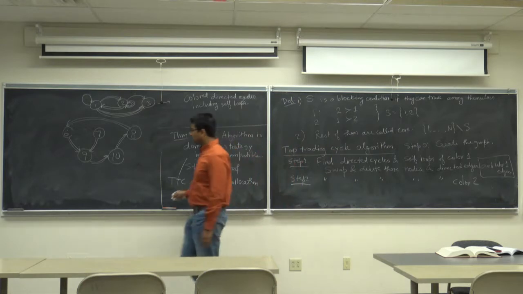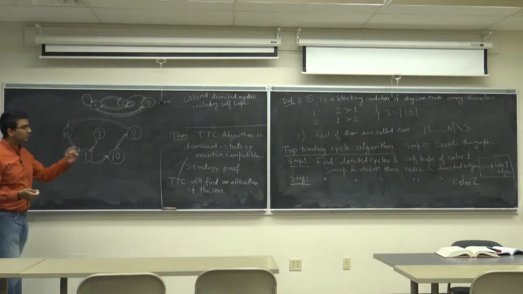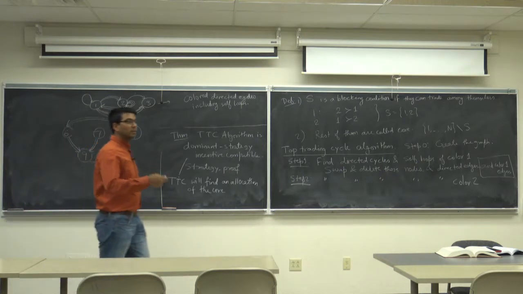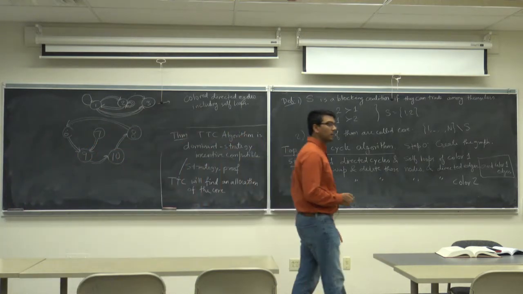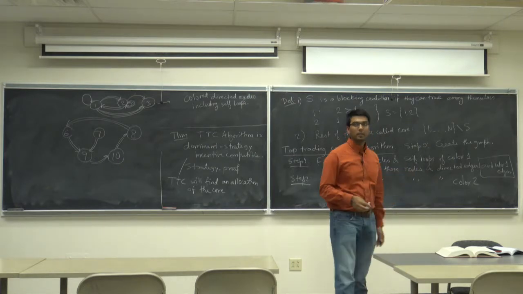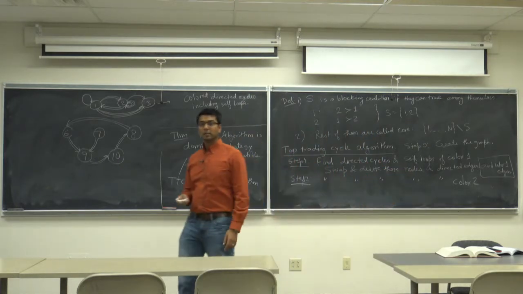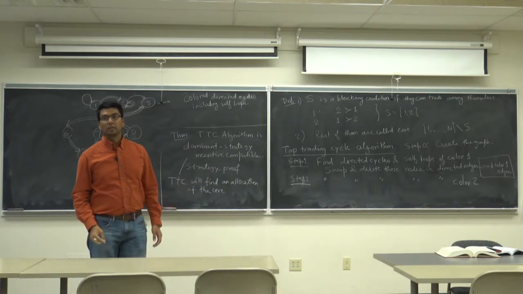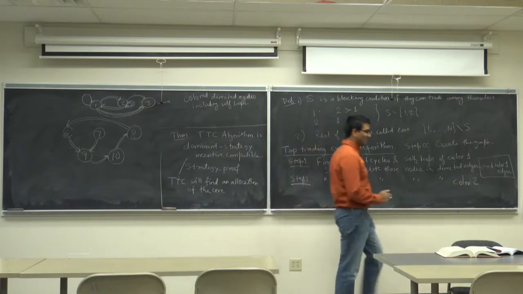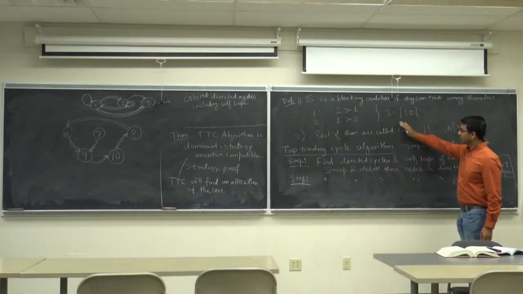Any question about this algorithm? Of course, I wasn't able to answer the question about why color 1 edges should be removed, but we'll see. No, it can be multiple people. Okay, so a blocking coalition can have a large size.